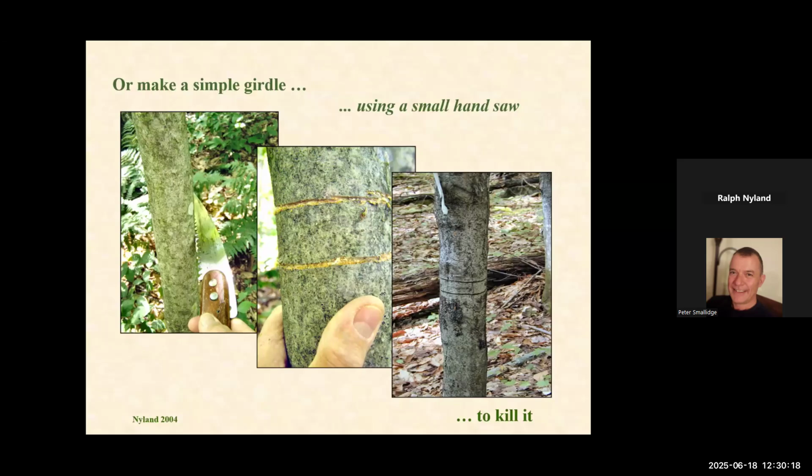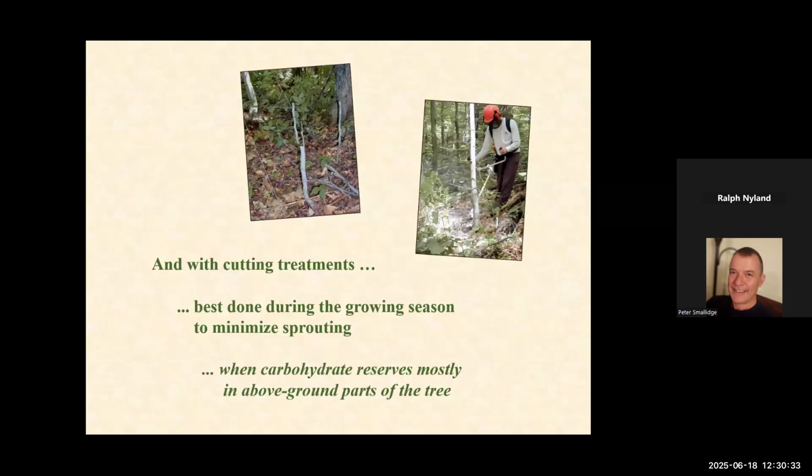This is a great technique for a landowner to use on their own. A little simple saw like the one from a camping store. I cut a double girdle, and within 3 years, they're all dead. Trees up to 4 inches. With cutting trees, it's best done during the growing season to minimize sprouting, a time when the carbohydrate reserves are mostly in the upper ground parts of the plant. If you cut in winter, those reserves are translocated into the root system, and that will make sprouting more likely.